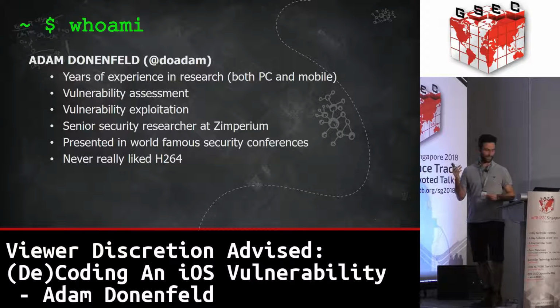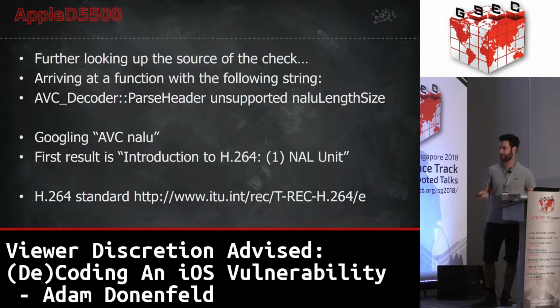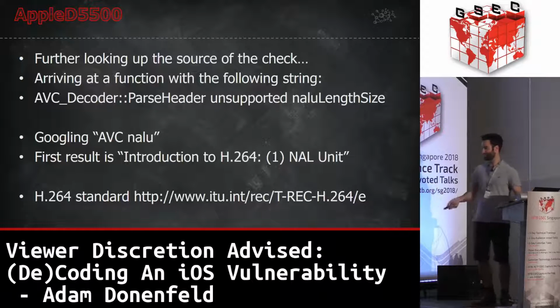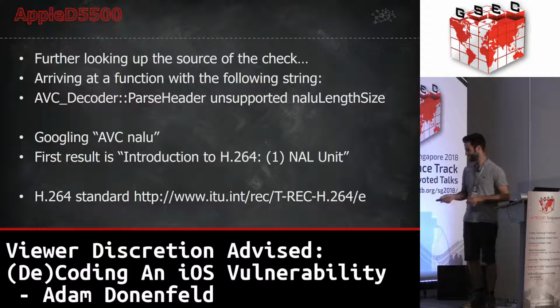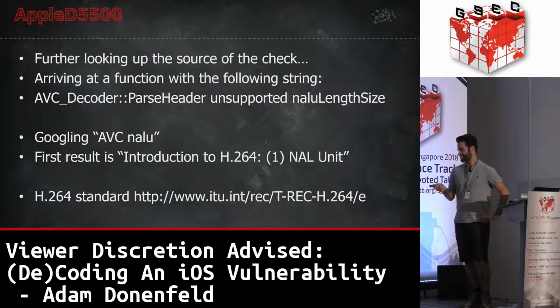And again, further looking on the check, I just looked around the function, and I saw another interesting string: AVC decoder parse header, unsupported NALU length size. So I Googled AVC NALU, and the first result was, welcome to H264. No, thank you. And at that point, I understood that having the standard might be useful.